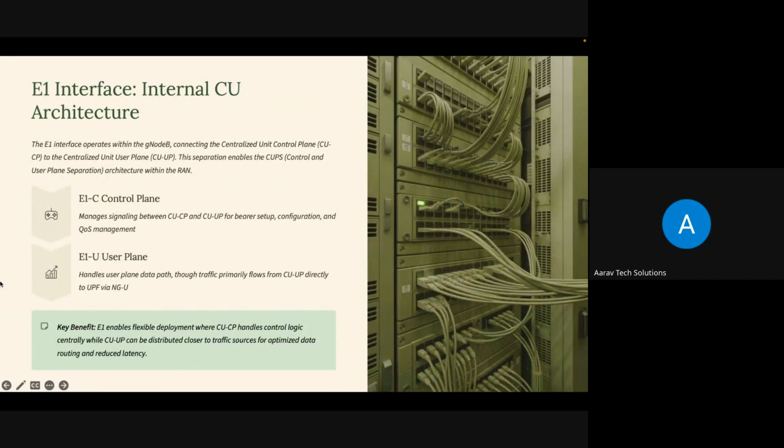Going to the next interface, which is the E1 interface. The E1 interface is used inside the gNodeB between the CU-CP and the CU-UP. As I told, the central unit was further split into the user plane and the control plane. Further, it has 2 components, E1-C and E1-U. Because of the split architecture, every interface is divided into the control plane and the user plane. E1-C is for the control plane, so it handles the signaling between CU-CP and CU-UP, while E1-U, the user plane, handles the user plane data path.